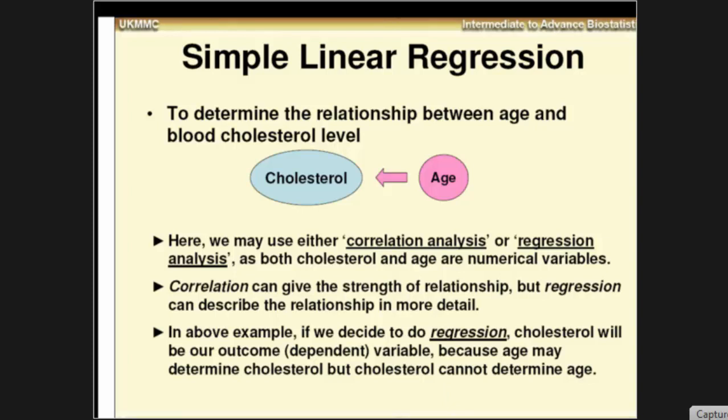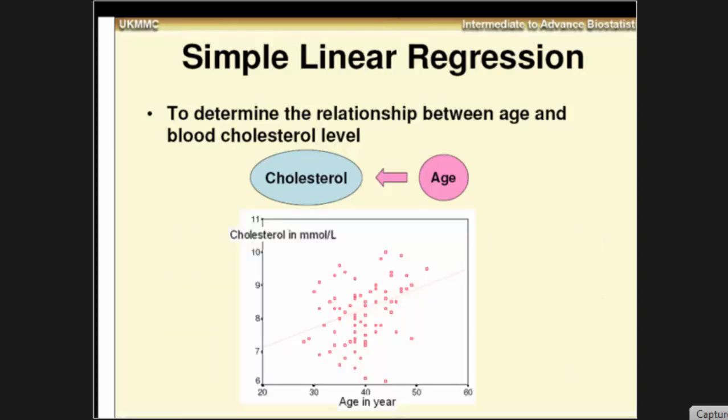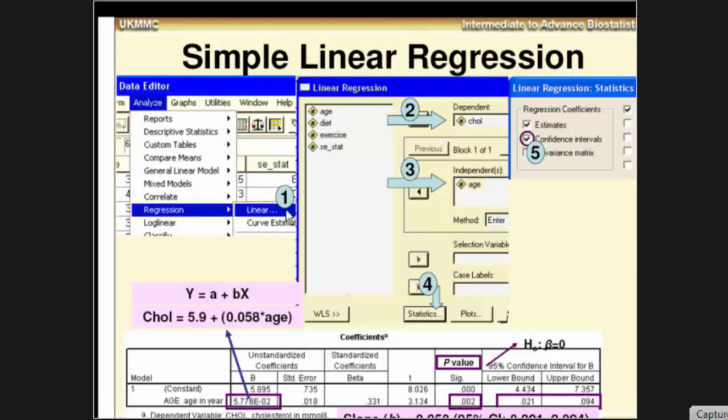Okay, which one is the risk factor here? The risk factor here is age. The outcome is cholesterol. Okay, so here's an example. You can see the line there. There's a linear relationship. This is how you do it.